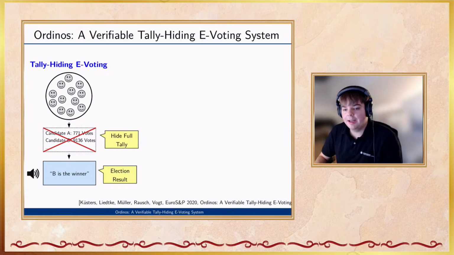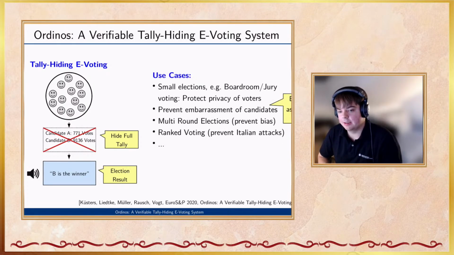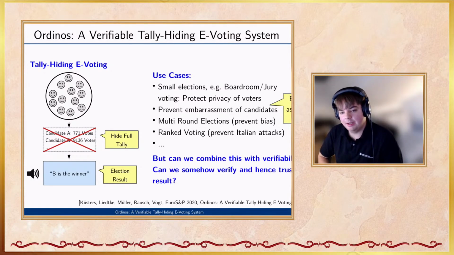The concept of tally hiding has many use cases. For example, as mentioned before, it can protect the privacy of the voters and candidates. There are some associations that use tally hiding for exactly this reason. But what about verifiability? How can we verify the election result is correct if we do not see the full tally? Can we verify the result and hence trust the result? And the answer to this is yes, we can.